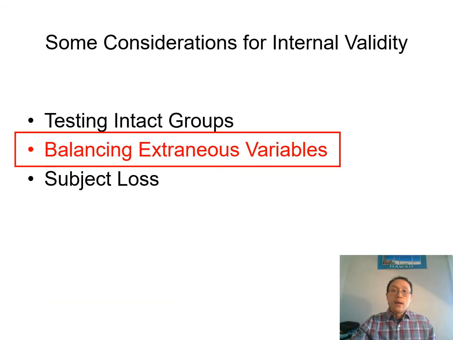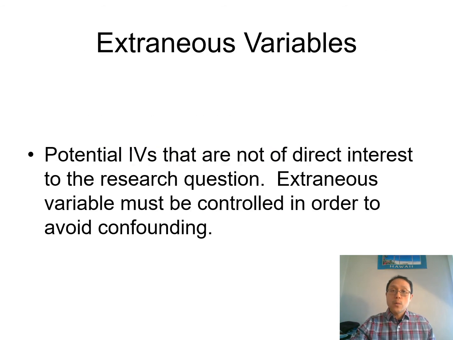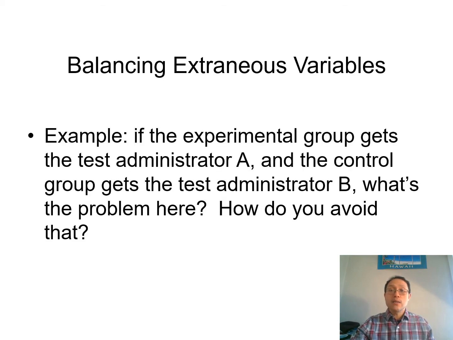Okay. Now the second thing I want to talk about is balancing extraneous variables. Extraneous variables are something we talked about. These are the things that need to be controlled for in order to avoid confounding. So how do we balance extraneous variables?